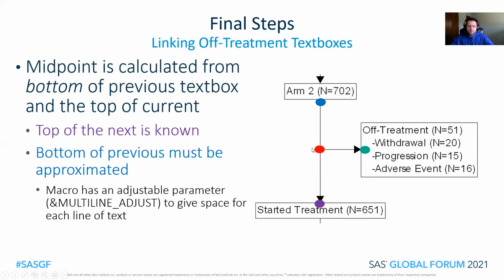The trouble with this is the midpoint is calculated from the bottom of the previous text box to the top of the current one. And the more lines you have here, the less space you have. And if you only go between this anchor point and this anchor point, the more off this line is going to be. So what I do is I have an adjustable parameter called multi-line adjust that I give space for each line of text in a text box.